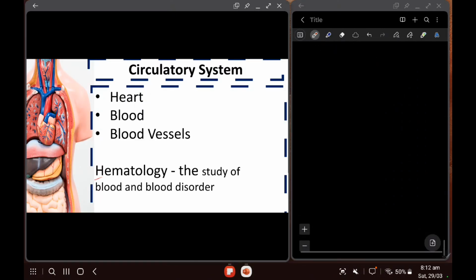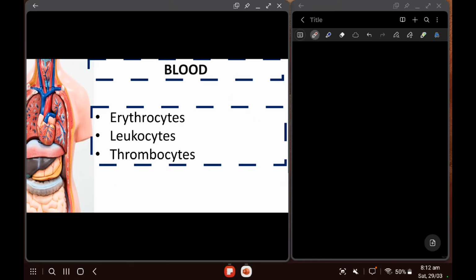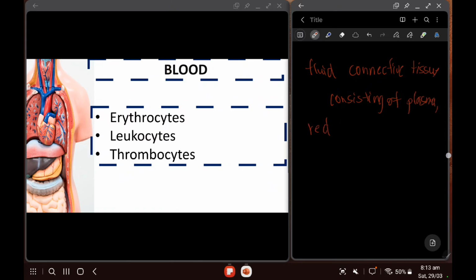So, here, we have hematology. It is the study of the blood and blood disorders. Let's take it one by one. First, let's take blood. Blood is a fluid connective tissue consisting of plasma, red blood cells, which are our erythrocytes, white blood cells, which are the leukocytes, and platelets, which are our thrombocytes.